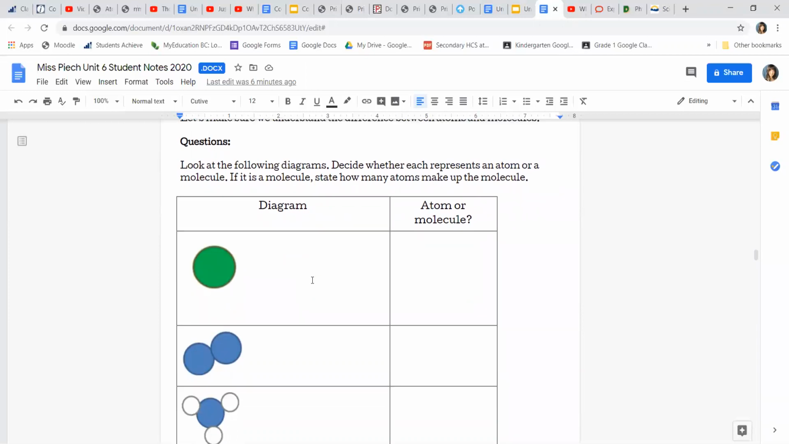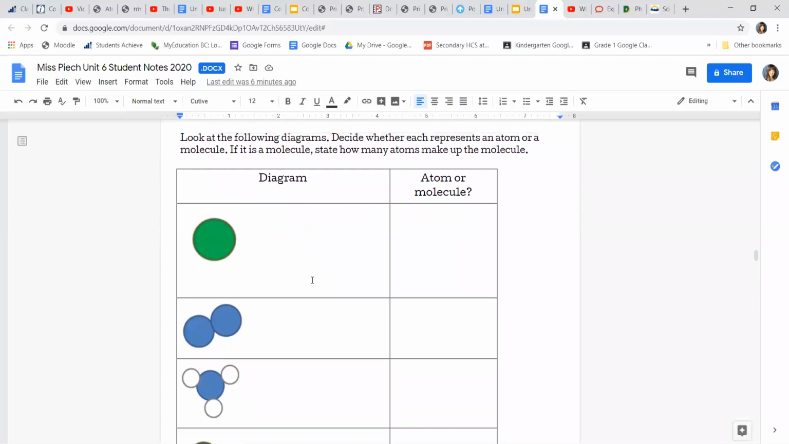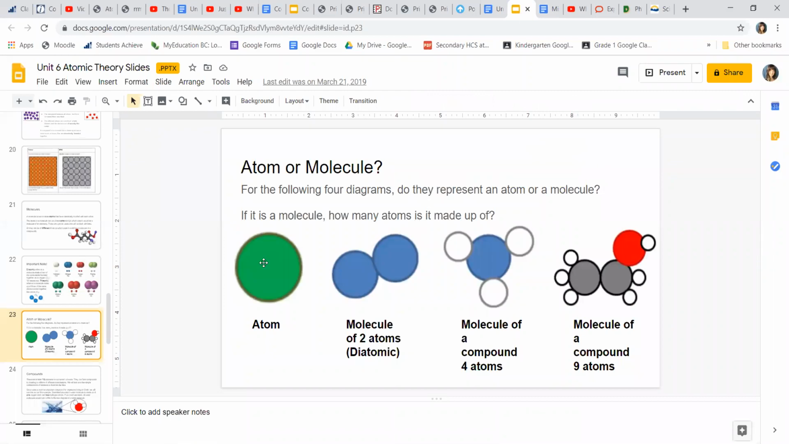You're going to decide whether each represents an atom or a molecule. So remember, atoms form everything. A molecule is going to have two or more atoms. It could be two of the same kind of atoms, or you could even have two or more of different kinds. Like if you look back at your PowerPoint here, take a look at this. We have just a single atom on its own. There's no bonds with other atoms or anything like that. So it's just an atom.